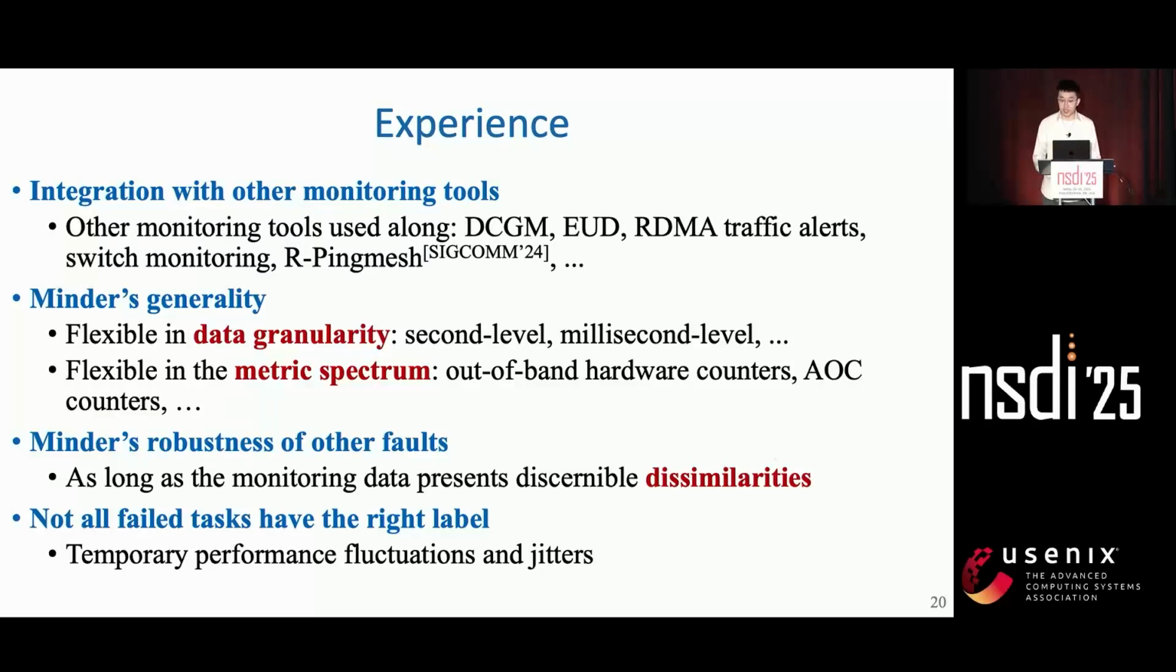Throughout the implementation and detection process, we have gained valuable insights to share. Large-scale model training requires the collaborative efforts of multiple teams, with Minder being used alongside other monitoring tools, such as DCGM, EOD, switch state monitoring, and so on. Minder can be extended in terms of data granularity and the range of available metrics, enhancing its adaptability and detection capabilities. Minder has demonstrated improved performance in detecting concurrent faulty machines using millisecond-level monitoring data, and can also identify new faults not present in the dataset.